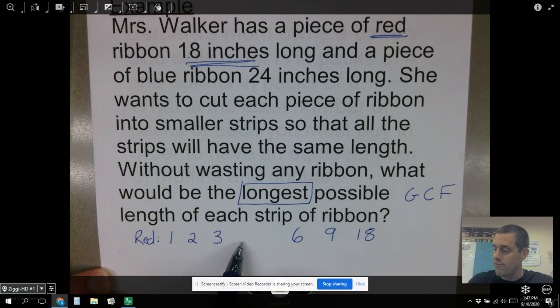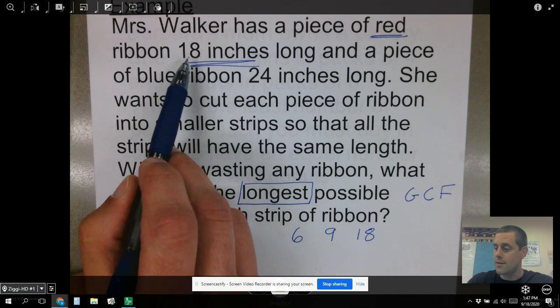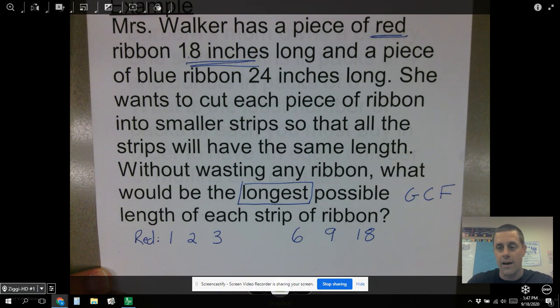Testing divisibility by 4. 4 will not go evenly into 18. Our next value to test is 5. 18 does not end in 0 or 5, so 5 is not true. And then the next value on the number line is 6, which is a repeat, which tells us that we have all of the factors for the 18-inch red ribbon.